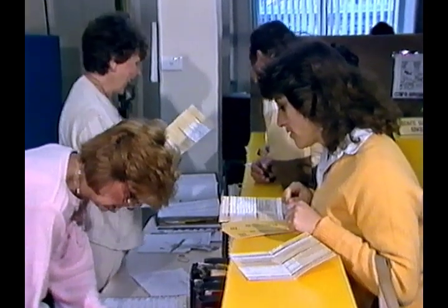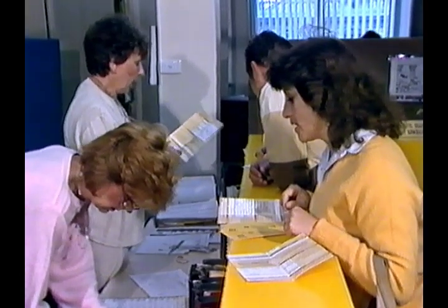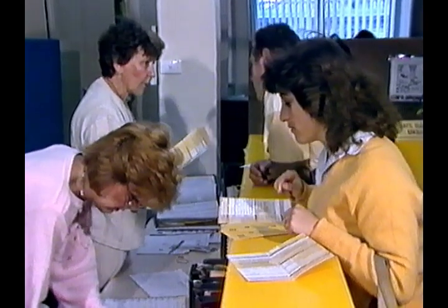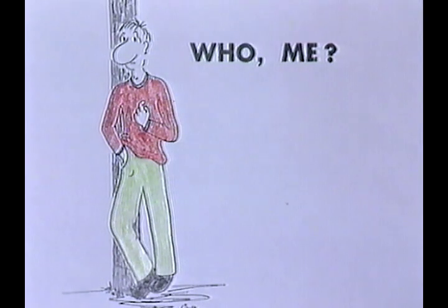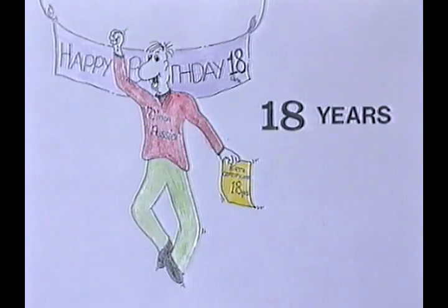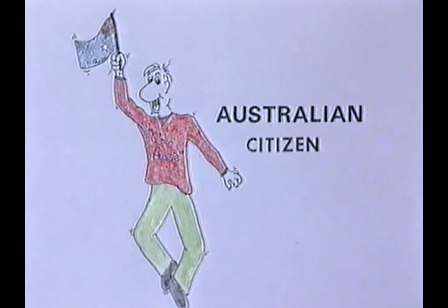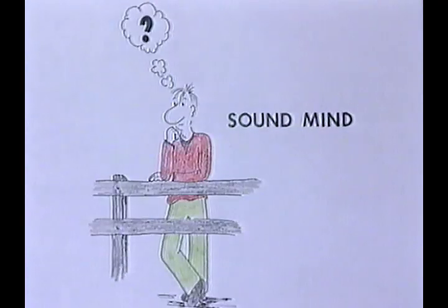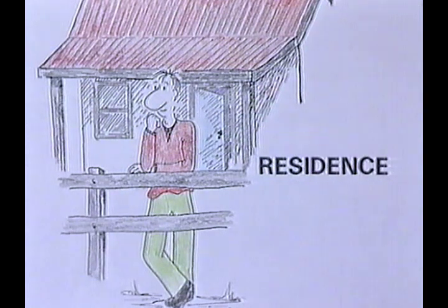Well, who can enroll as an elector? What qualifications do you require to enroll? How do I enroll? You must be 18 years of age or older. You must be an Australian citizen. You must be of sound mind. And your principal place of residence must have been within the district for which you are claiming to enroll for at least 1 month.